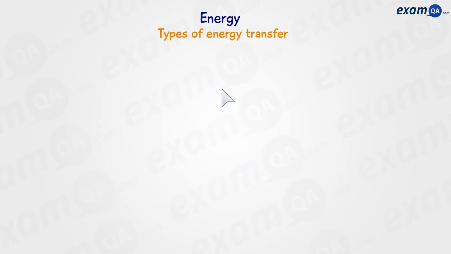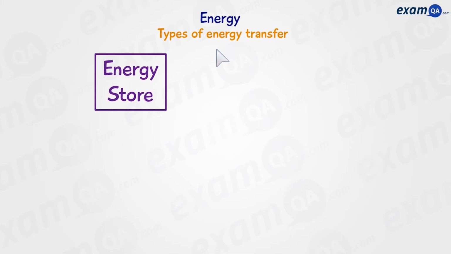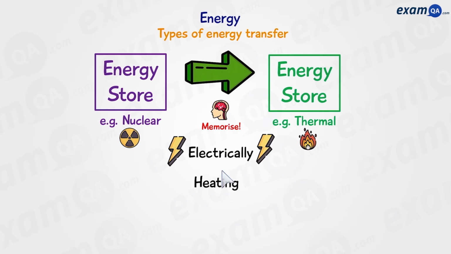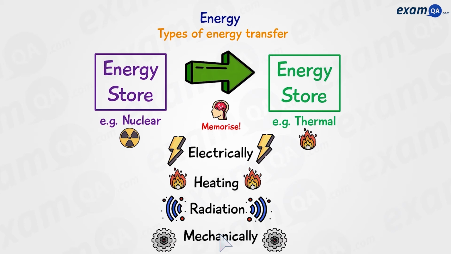Okay, let's talk about examples of how energy is transferred. So we know that energy transfer is when energy goes from one store, for example nuclear, to another store, for example thermal. But this can happen in 4 different ways, so let's memorize them. Of course, they're not all going to happen at the same time, but these are 4 possible ways that energy can get transferred. Number 1, electrically, by heating, by radiation, or mechanically, which means due to a force.